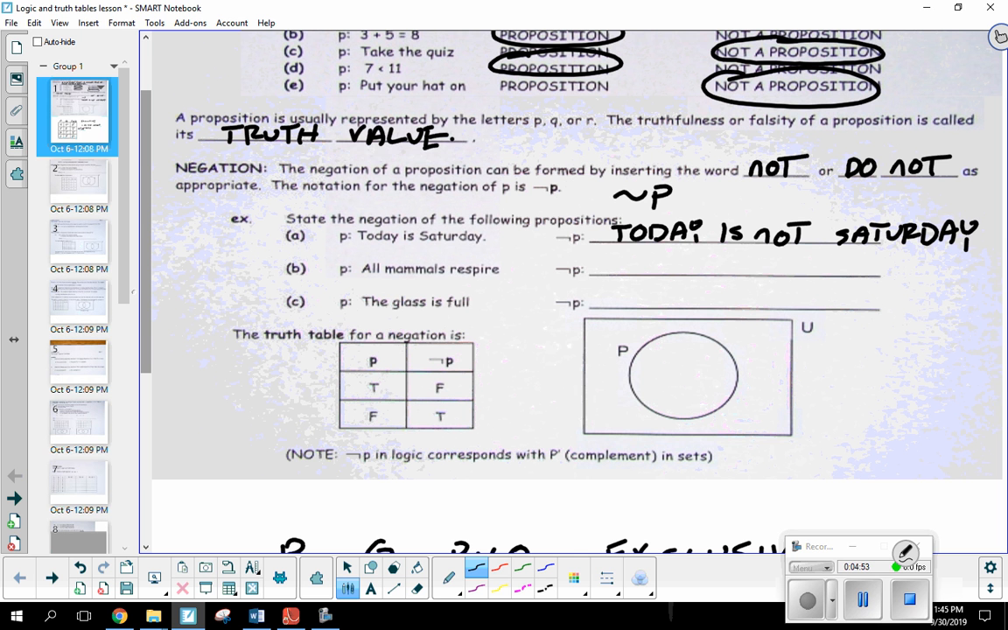Okay, so today is not Saturday. All right, all mammals respire. All mammals do not respire. Okay. And then what about the glass is full? The glass is not full. Yeah, so it's really easy to verbalize the negation of a statement. Okay, that's not a problem.